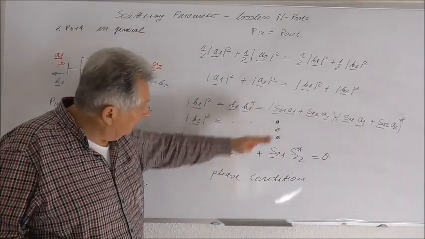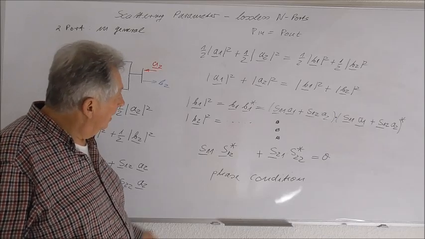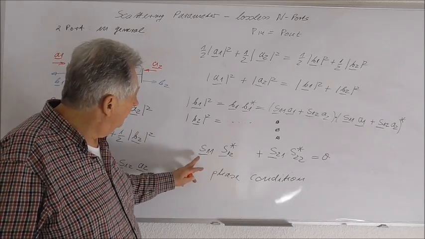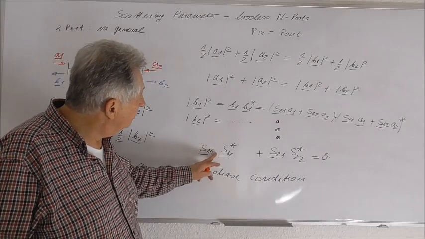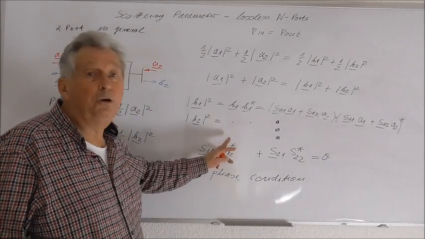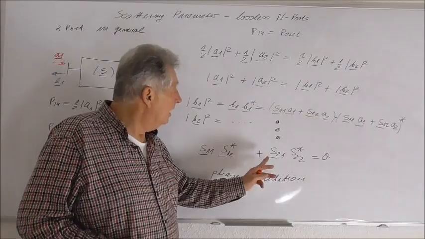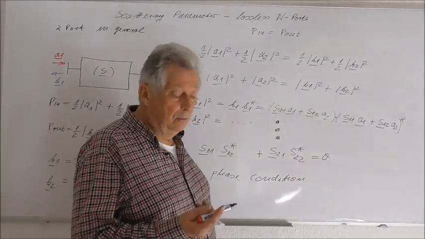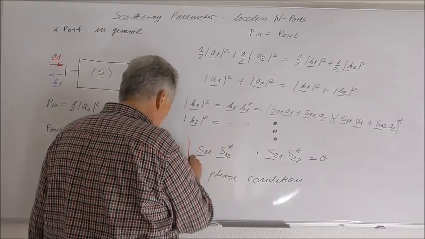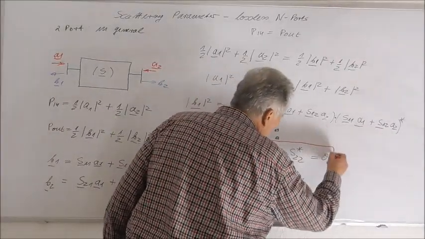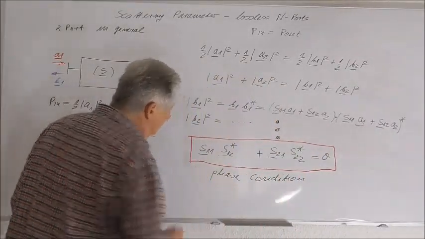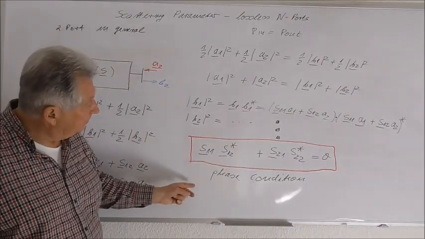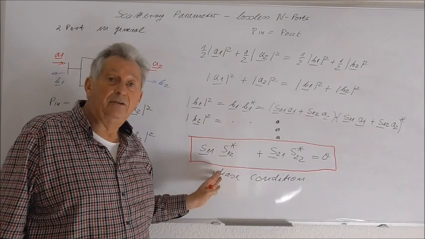So I just give the result now, and the result is that S11 times S12 conjugate complex plus S21 times S22 conjugate complex must be 0. So this is our final result, which we get in the general case, and this we call the phase condition.